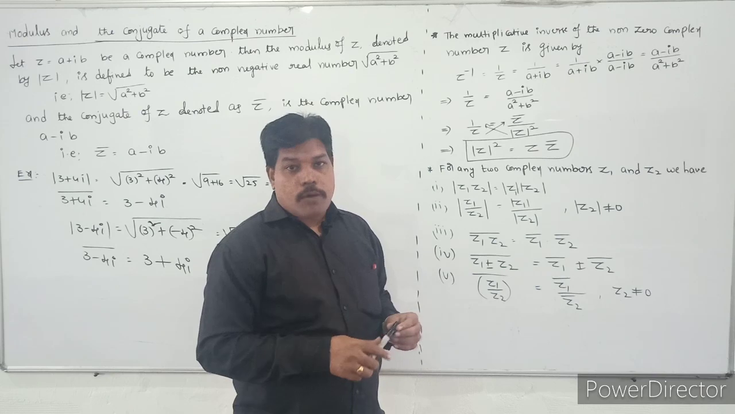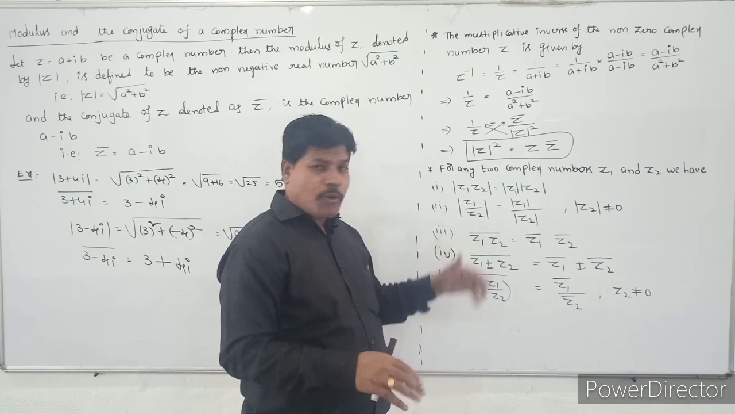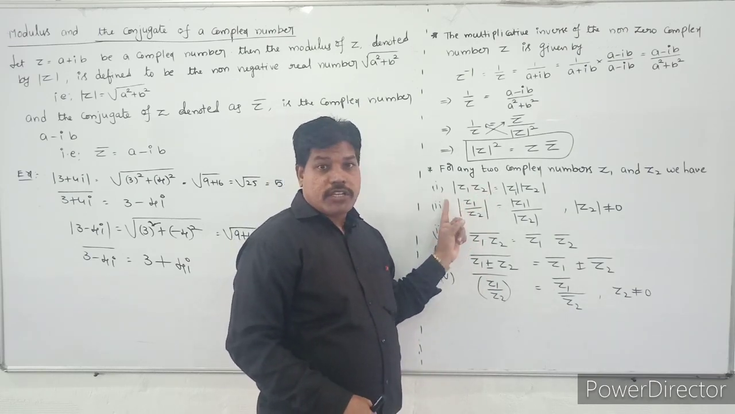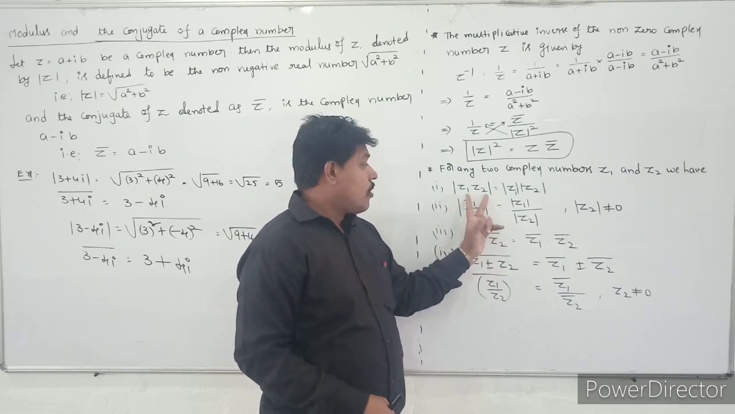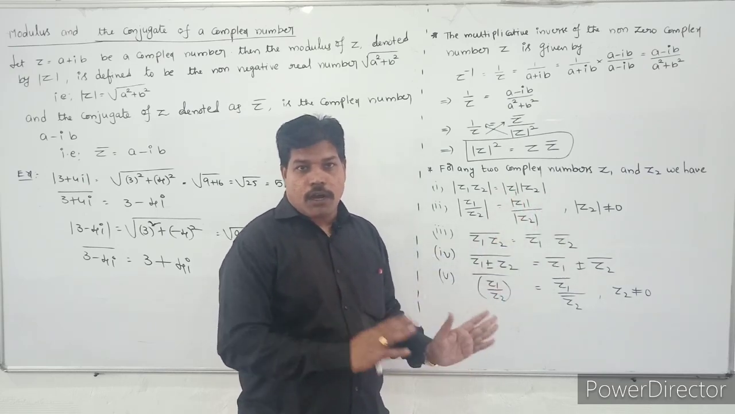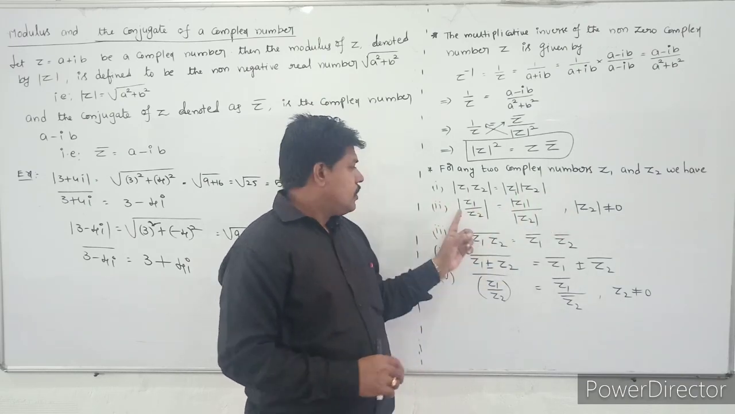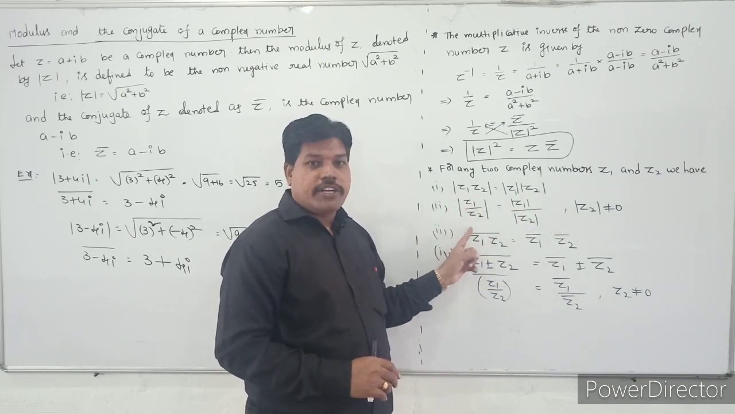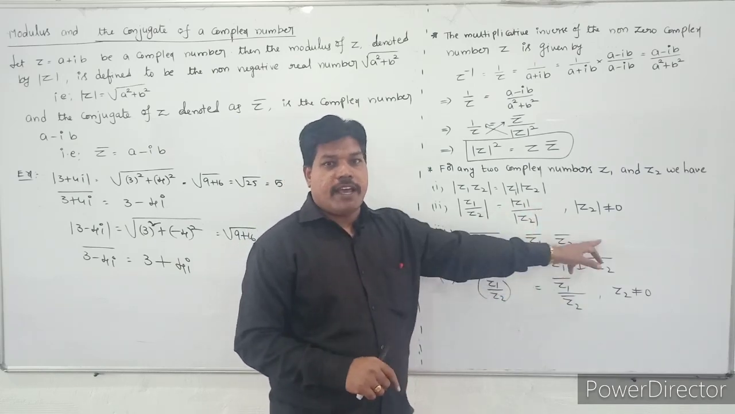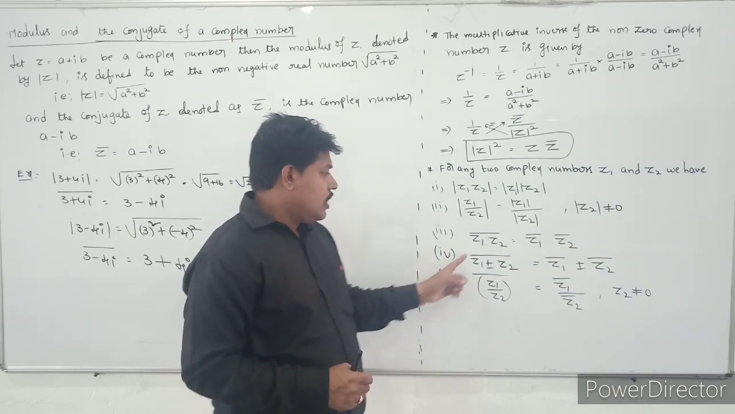And also in complex numbers we will use some simple properties about the modulus and the conjugate. So modulus of z1 and z2: mod of z1 z2 can be written as mod z1 into mod z2. Mod of z1 by z2 can be written as mod z1 by mod z2, where mod z2 is not equal to 0. z2 is a non-zero complex number.